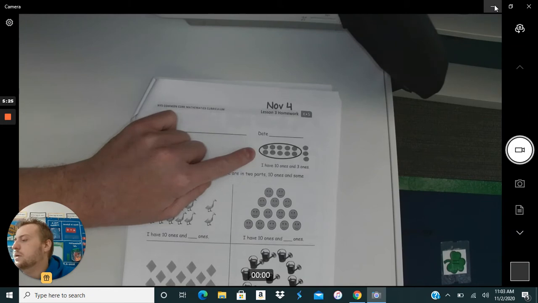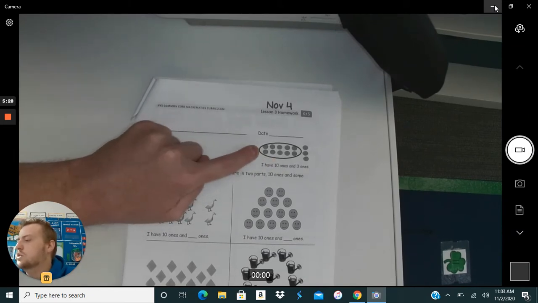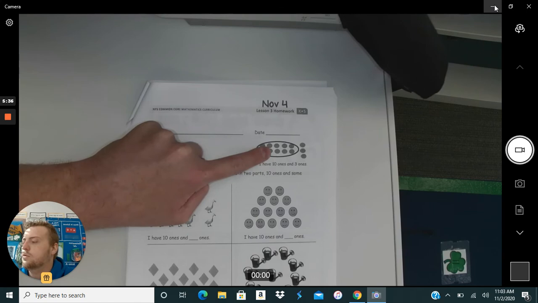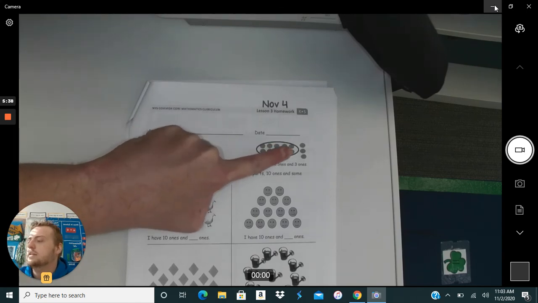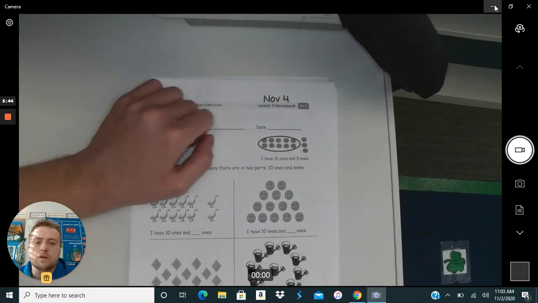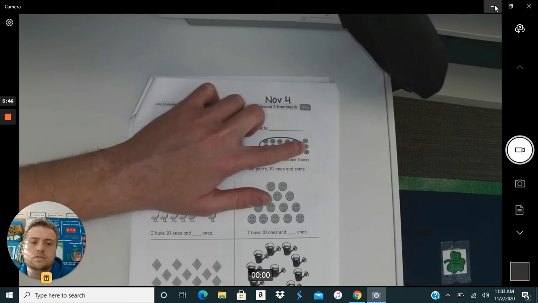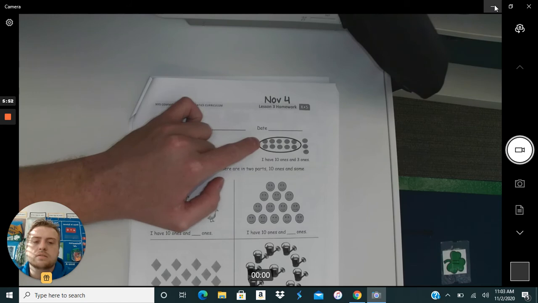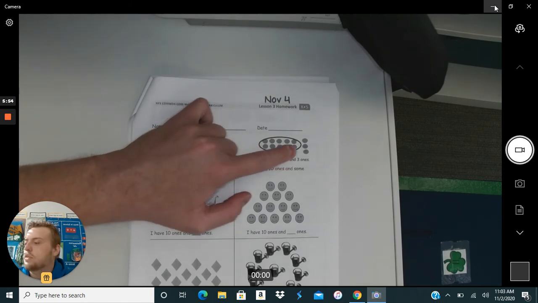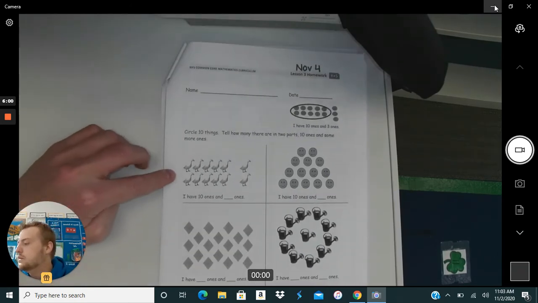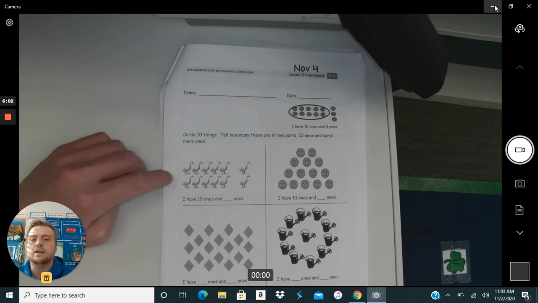So, if we look up here, I have 10 ones. So, in that oval we have 10 circles. So 1, 2, 3, 4, 5, 6, 7, 8, 9, 10. So I have 10 ones. And how many leftover circles are over here? 3. So we say that I have 10 ones and 3 ones.